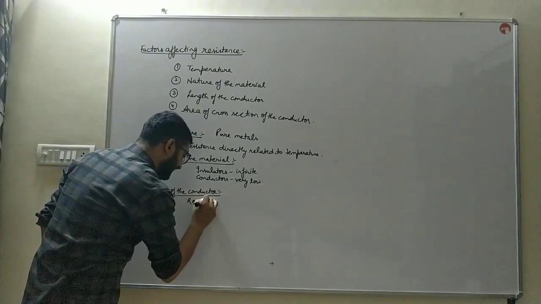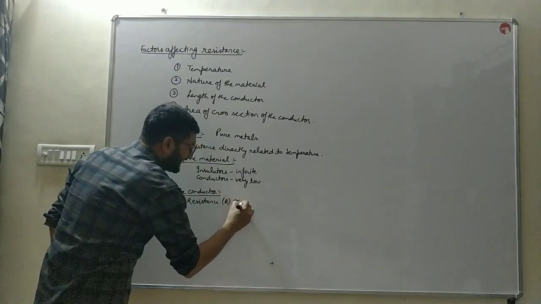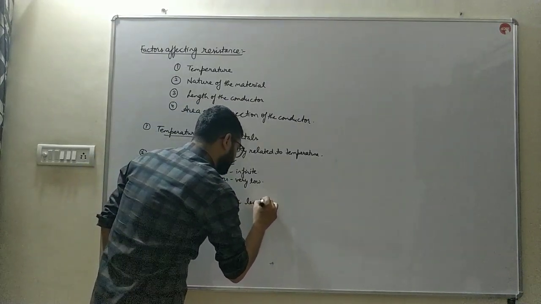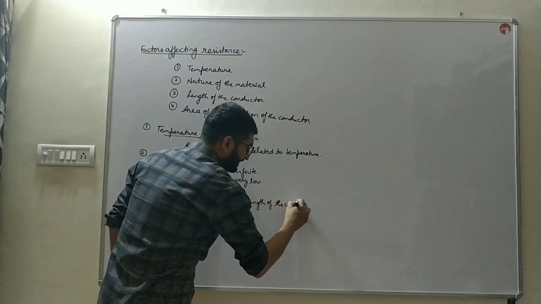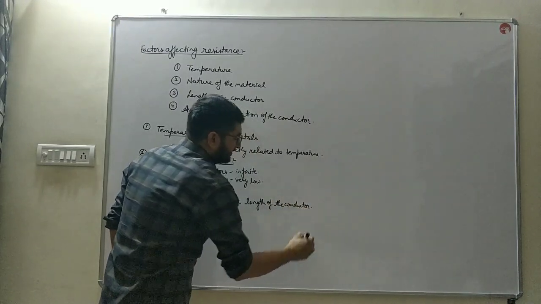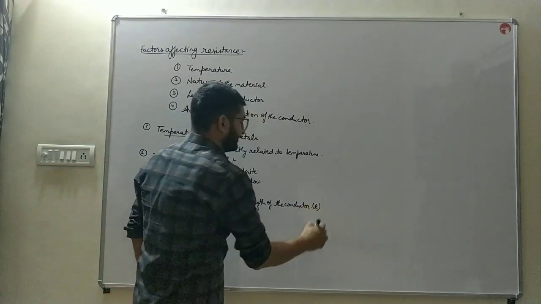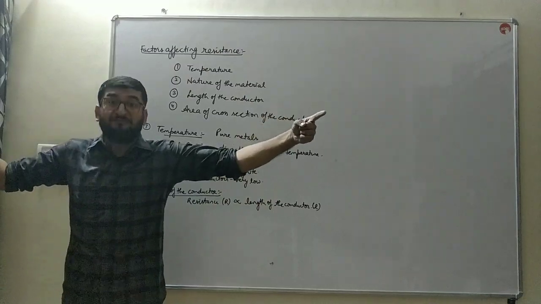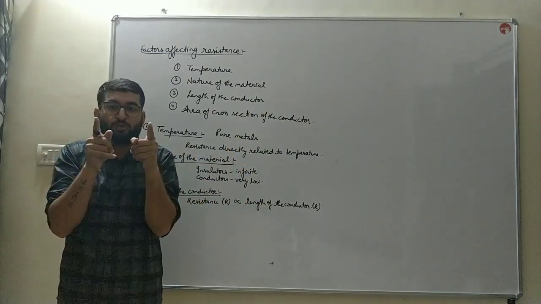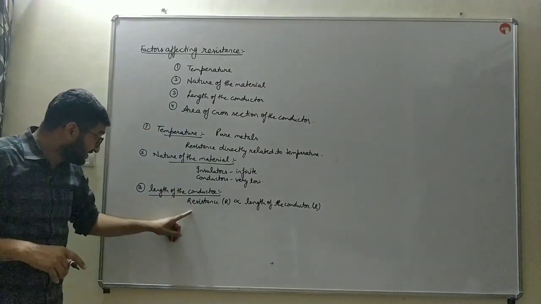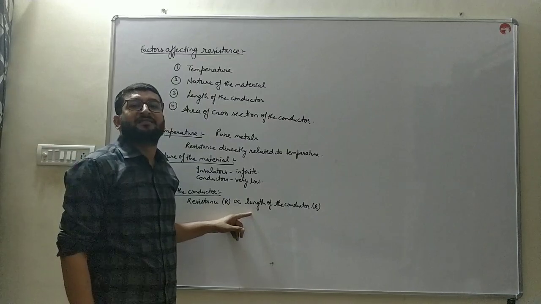Resistance of a conductor is directly proportional to its length. That is, resistance of a wire is directly proportional to the length of it. That means a long wire has more resistance as compared to a short one, because resistance of a conductor is directly proportional to its length.